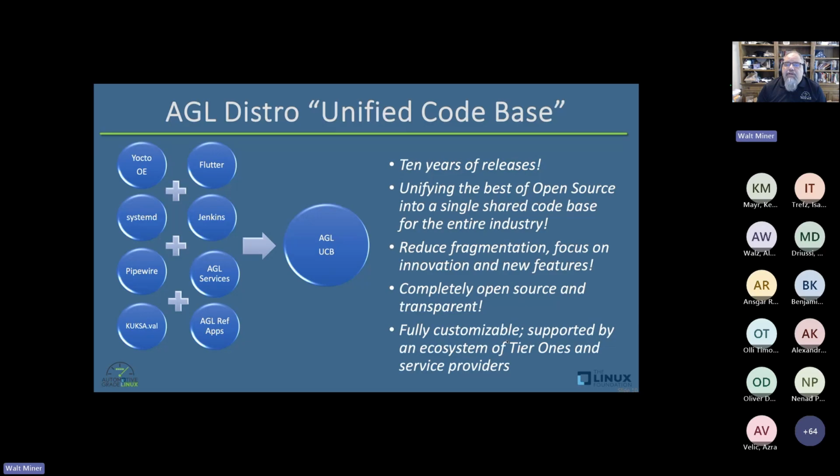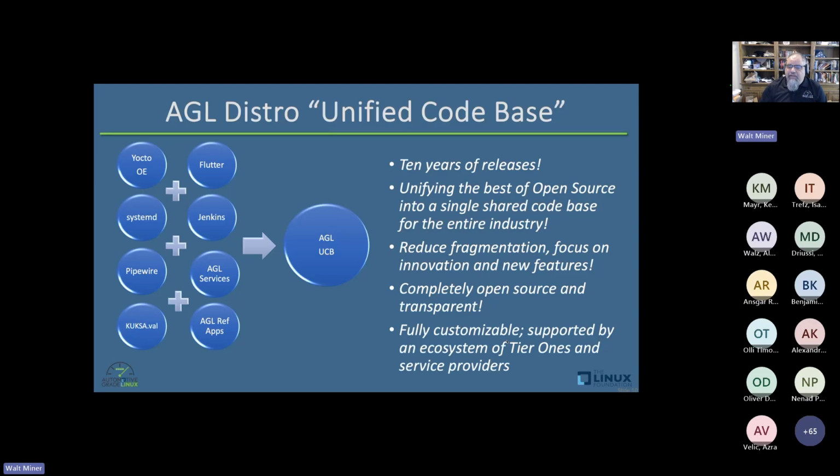We decided at that time to take, there's a lot of good open source out there, and basically take the best of what was already out there, combine it into a single shared code base for the entire industry, and have both automotive companies and open source software companies collaborate on that. We wanted to reduce fragmentation, focus on innovation and new features.